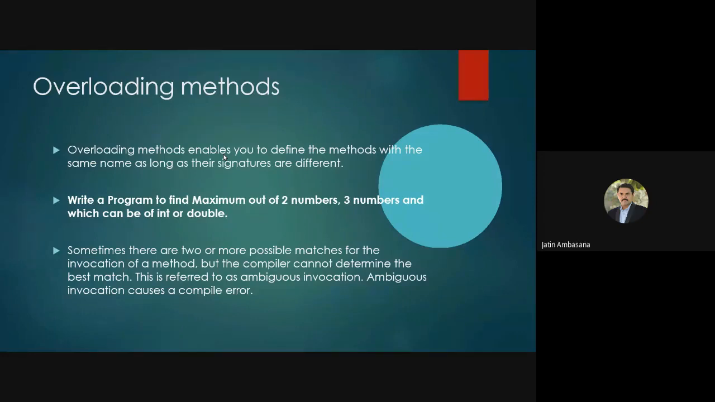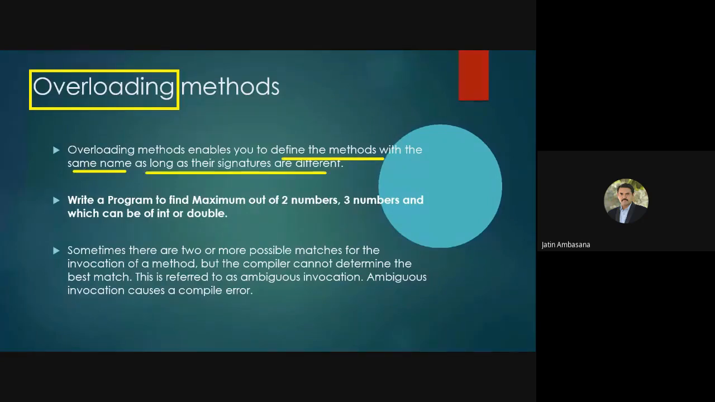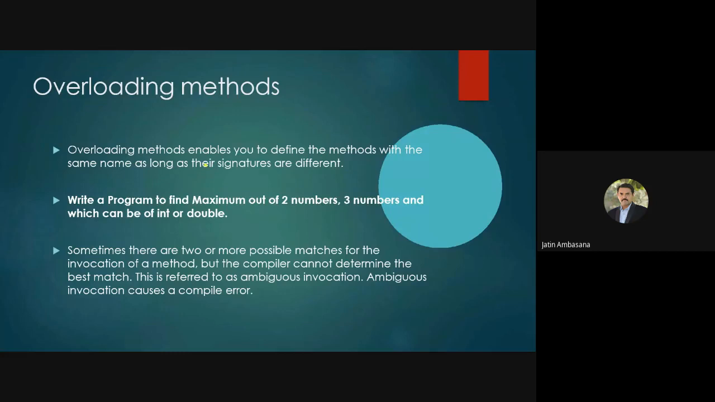Now let's see a new concept called overloading of methods. Overloading enables us to define methods with the same name as long as their signatures are different. So a method with the same name but a different signature. What is there inside the signature of a method?